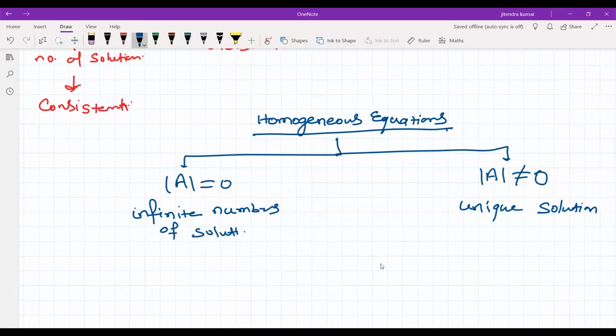A homogeneous equation is always consistent. It can't be inconsistent. So determinant of A equal to 0 or not equal to 0 will tell us whether it will have a unique solution or an infinite number of solutions.